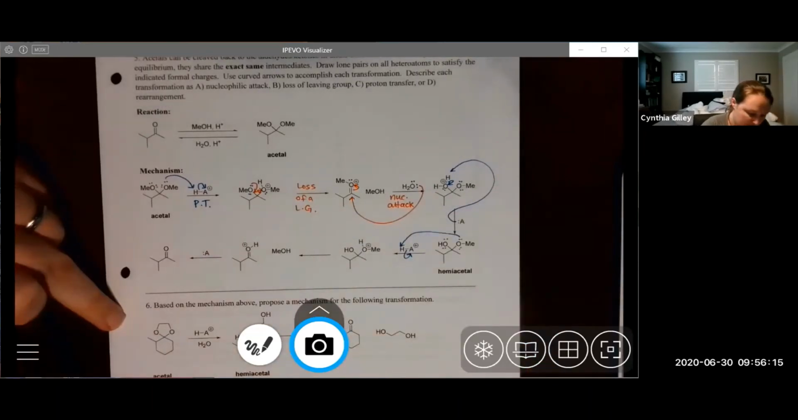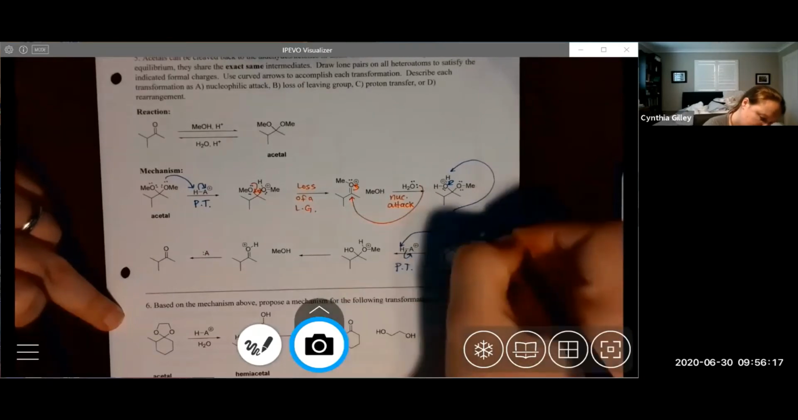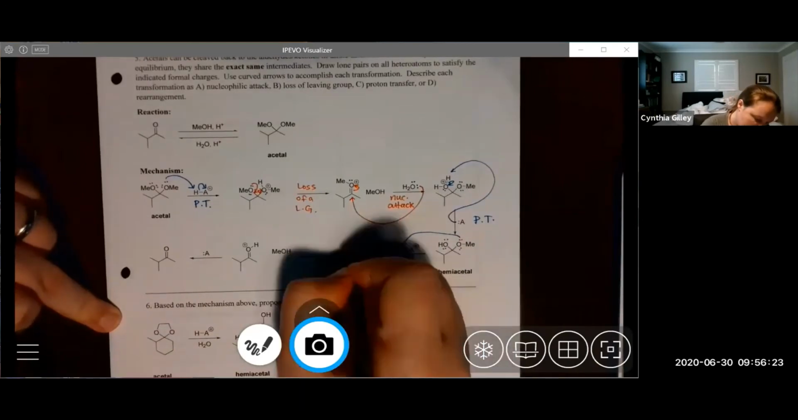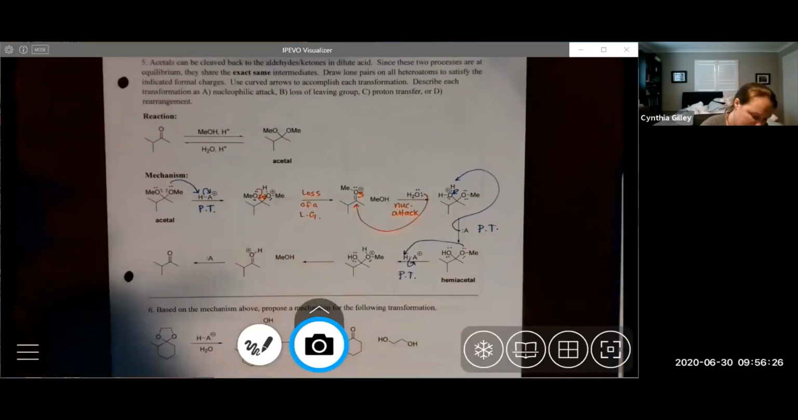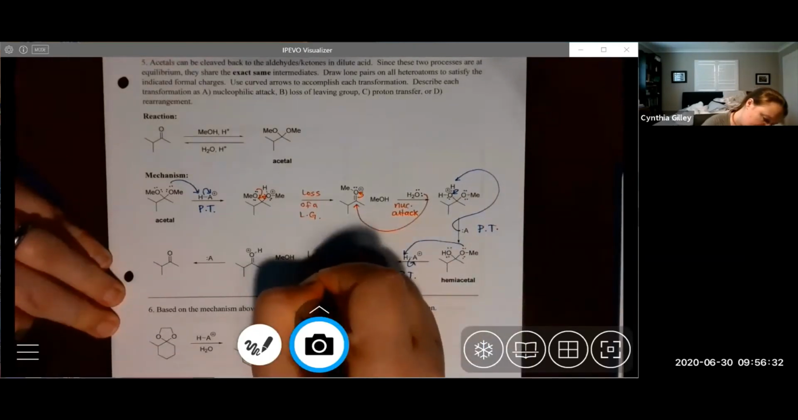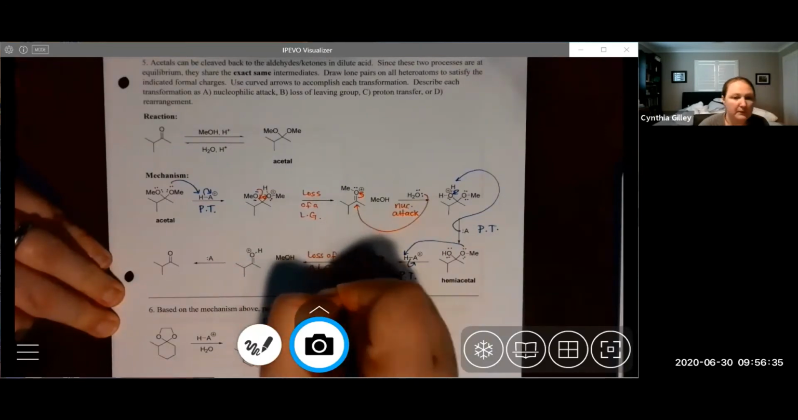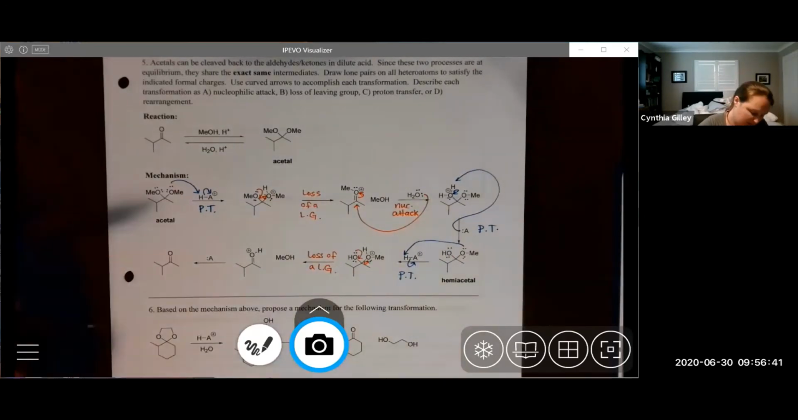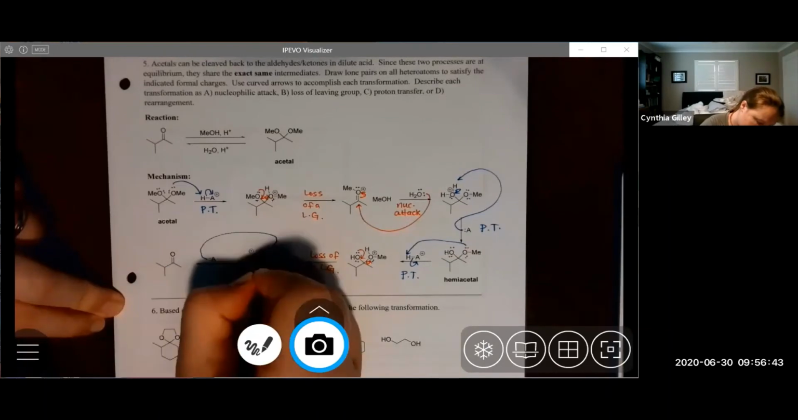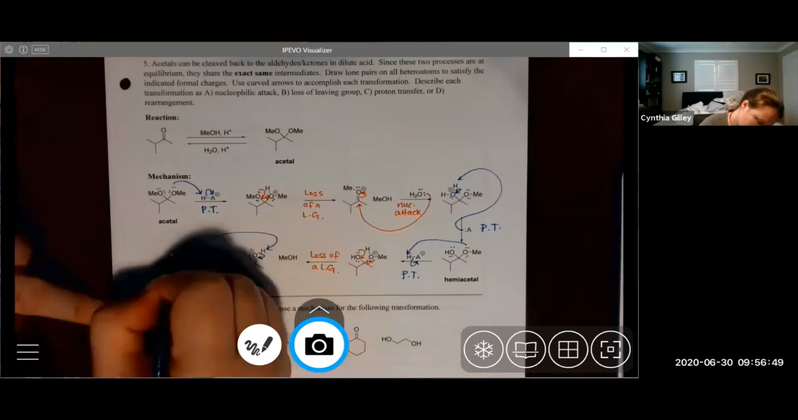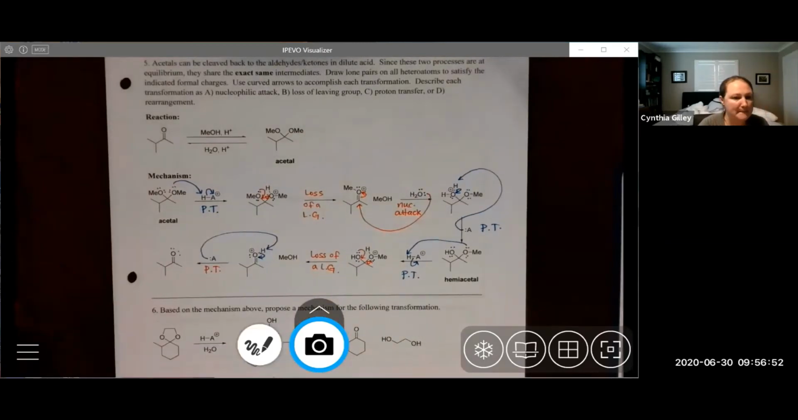So through proton transfer, we now have a good leaving group. And now that we have a good leaving group, and now we're really close to the product, we just need to do a final proton transfer. So this was basically going from the acetal back.